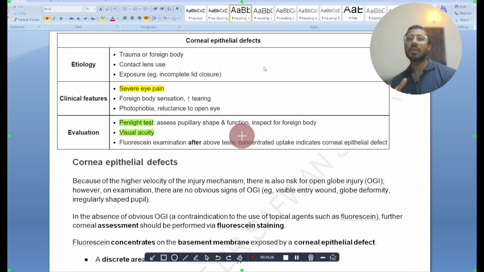And what happens when the cornea is desquamated? The eyes become really sensitive, they start tearing up, they start getting red, and it's a discomfort.